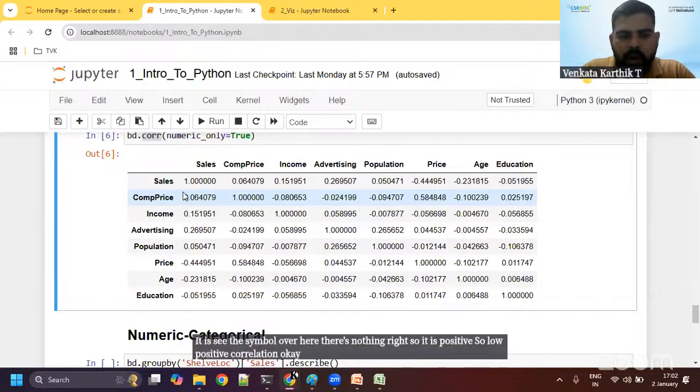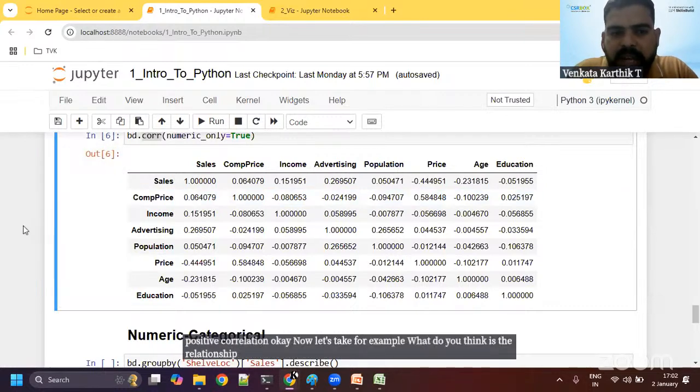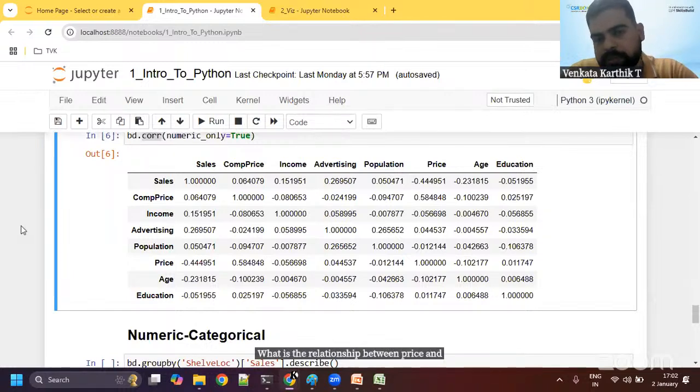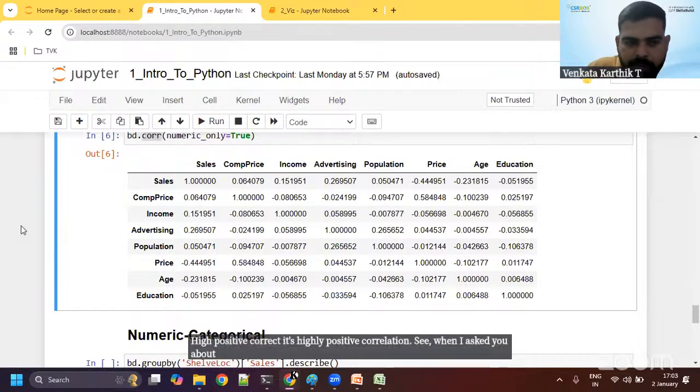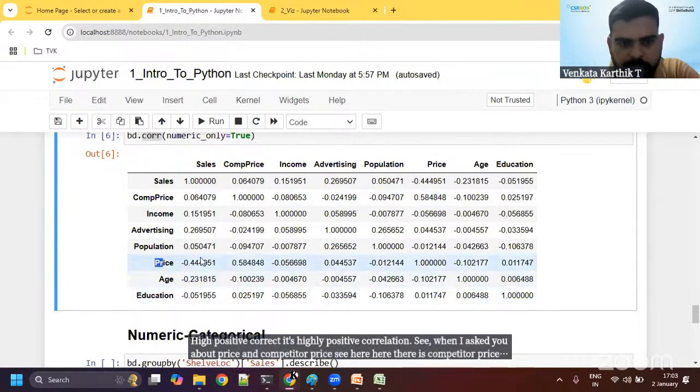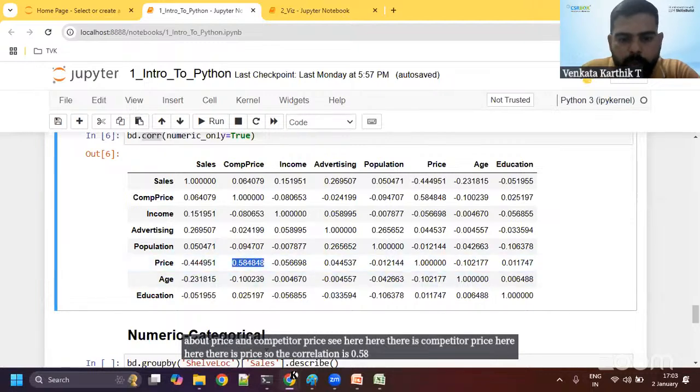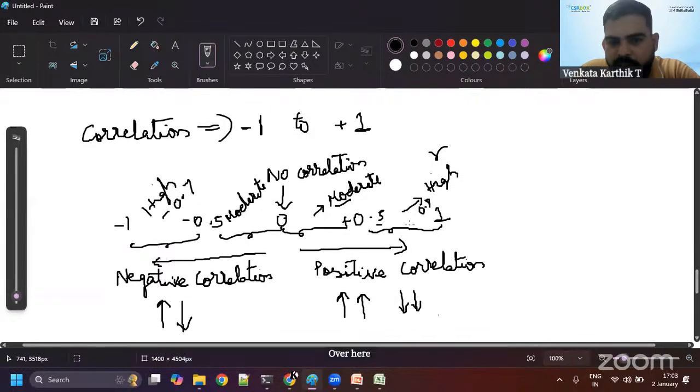Okay. Now let's take, for example, what do you think is the relationship between price and competitor price? Correct? And what kind of relation? Is it positive or negative? High positive, correct. It's highly positive correlation. See, when I asked you about price and competitor price, see here there is competitor price. Here there is price. So the correlation is 0.58. And if you go back to our scale, 0.58 will lie somewhere here, right?